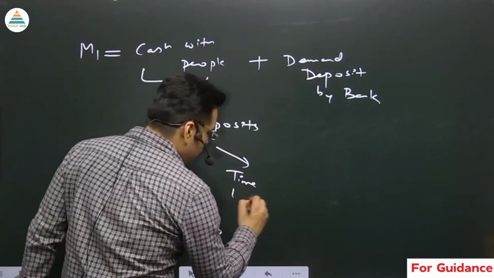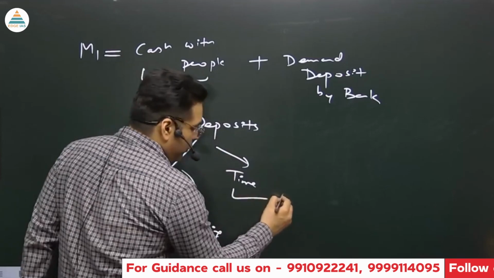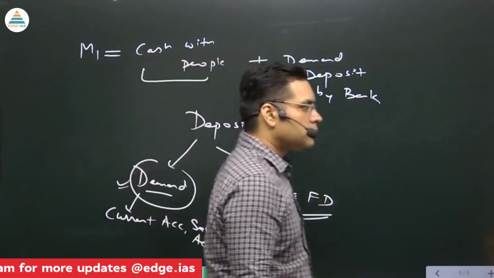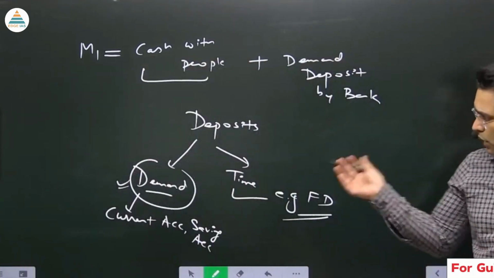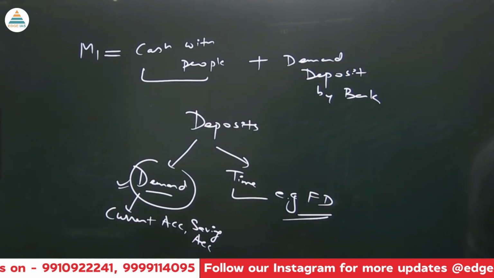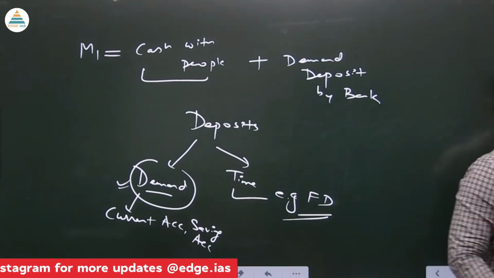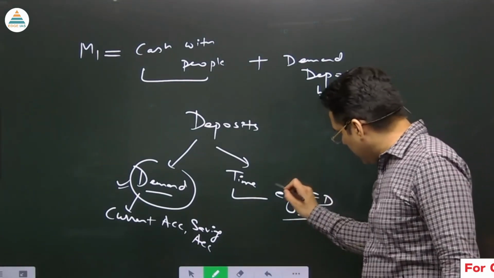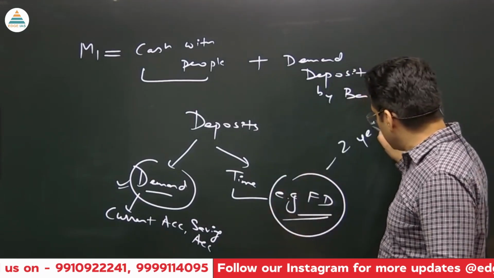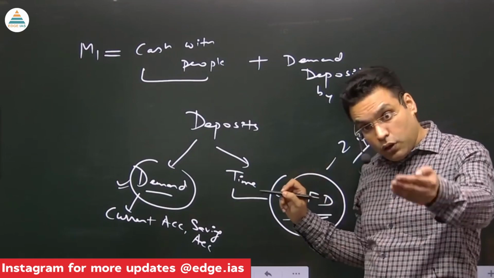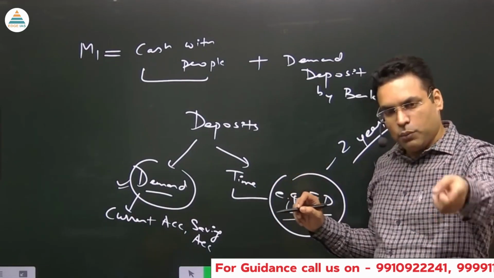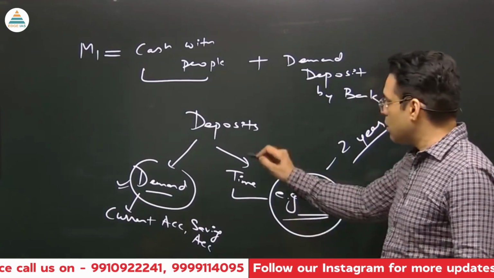Time deposit, on the contrary, has a time stamp. You cannot withdraw, for example, a fixed deposit. If there is a fixed deposit, you cannot withdraw this money. Why? Because there is a time stamp to it. There is an FD of 2 years. You can withdraw this money only after 2 years. If you want to withdraw it today, there'll be a penalty. You can withdraw, but there'll be a penalty. So that is the concept.